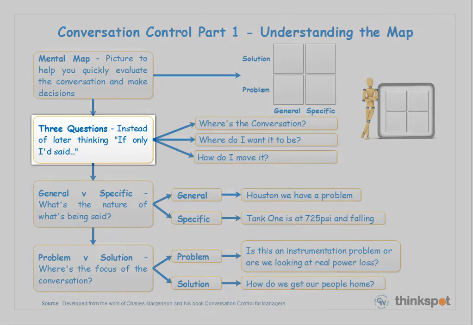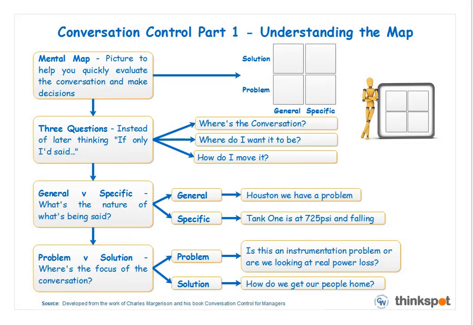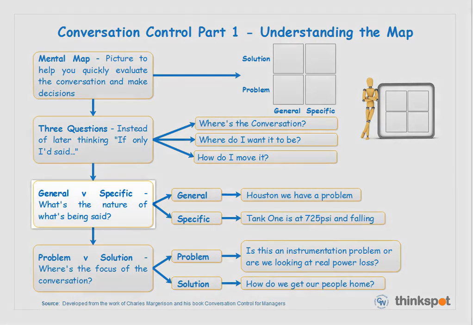So, 3 questions are of paramount importance to the skilled conversation controller. Where's the conversation? Where do I want it to be? How do I move it? To help you picture the answer to the first 2 questions, the map is based on 2 simple axes. There is a third dimension of time, but today we're focusing on the foundations. The map is a way of placing where contributions to the conversations are coming from, because this determines what stage of the process the conversation is at and helps you think what to say or do next.